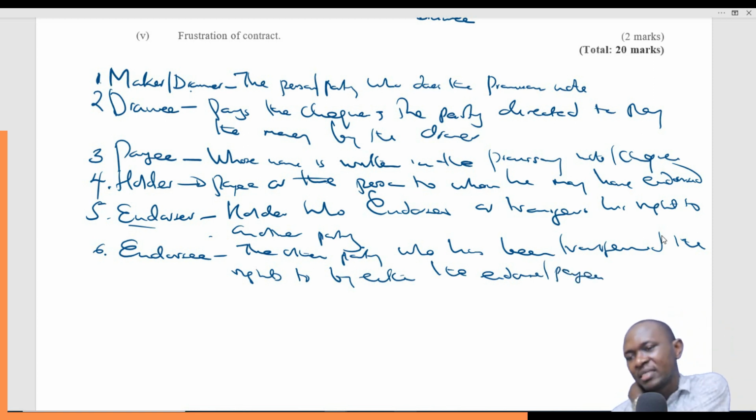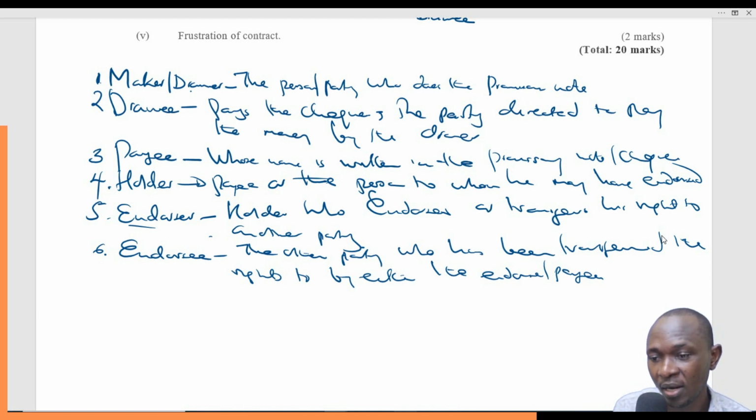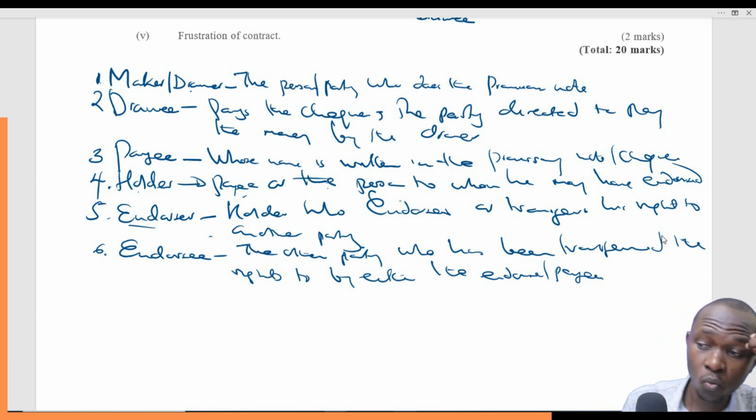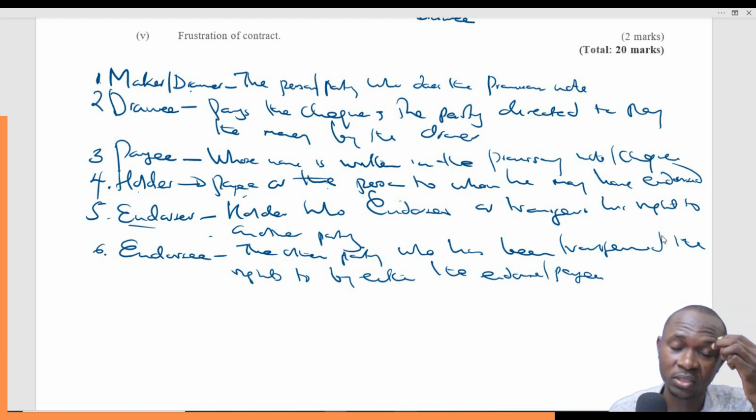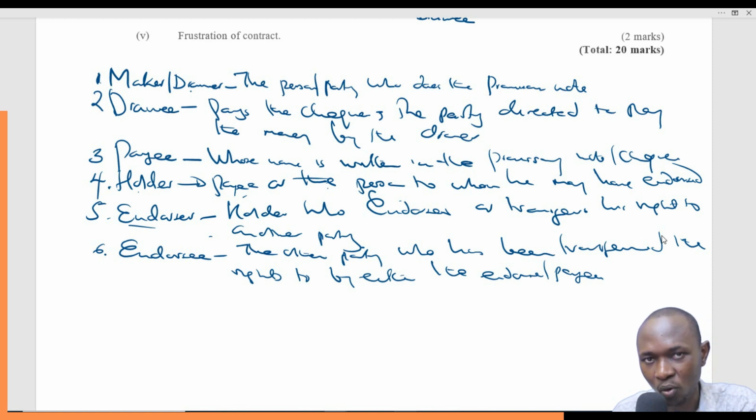So the endorser is the holder who endorses or transfers his right to another party, so that other party will be the one who will be paid. A holder is the payee or the person to whom this payee may have endorsed. And when the payee endorses another person, that other person becomes the holder. It can either be just a holder or the holder in due course.